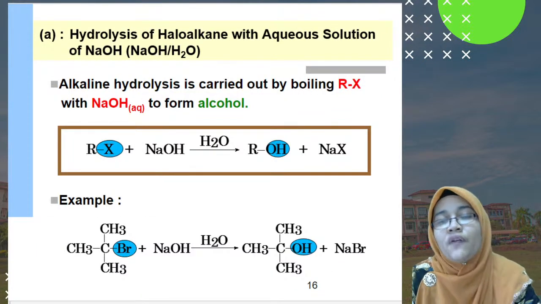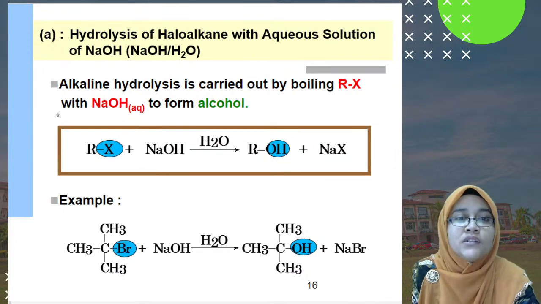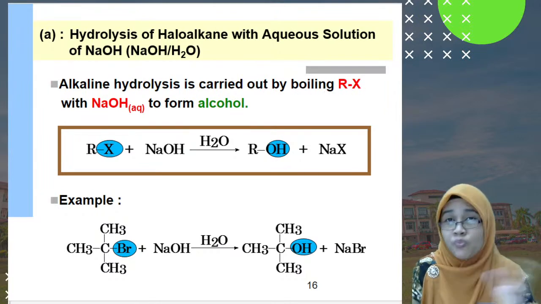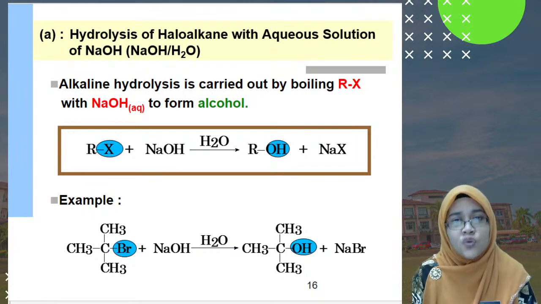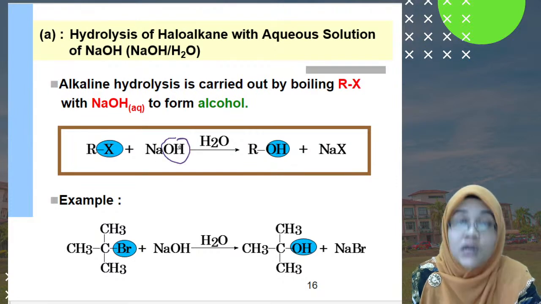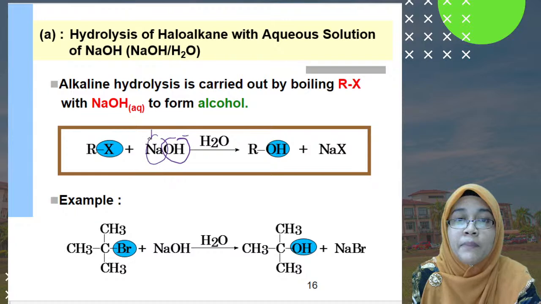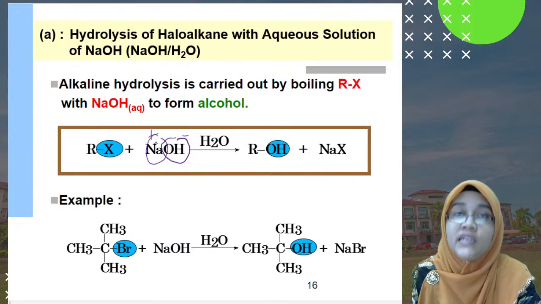So hydrolysis of haloalkane with aqueous solution of sodium hydroxide. Alkaline hydrolysis is carried out by boiling haloalkane. This is a process: we must boil the haloalkane with sodium hydroxide to form an alcohol. So what actually happens? This sodium hydroxide also brings a nucleophile here. This sodium hydroxide has OH minus, and sodium will become Na plus. So it brings both nucleophile and electrophile.